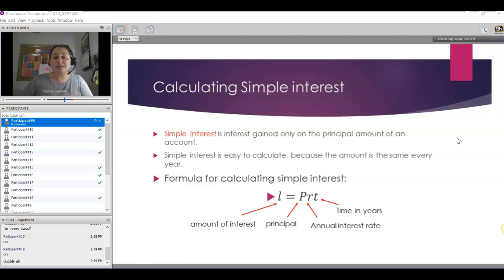Now how we calculate simple interest is simply by looking at this formula. I equals the amount of interest, P is the principal, R is the annual interest rate, and T is the time in years. So when you are working with something that says simple interest, this is what you need to be using. You should probably write this down somewhere, or if you can remember it, awesome. But this is very, very important.